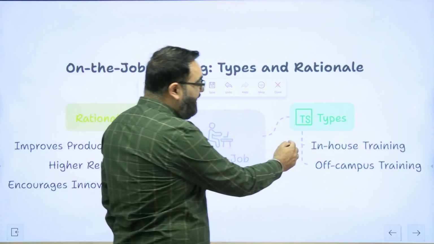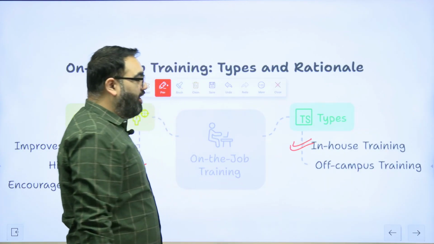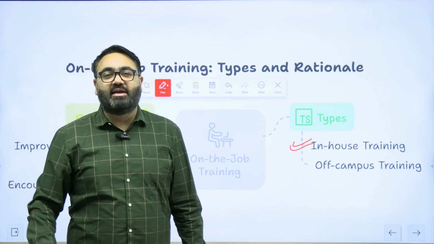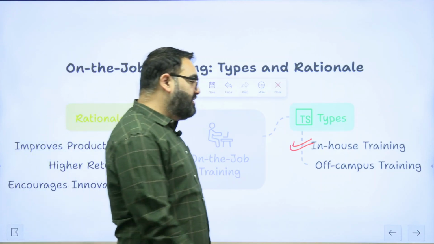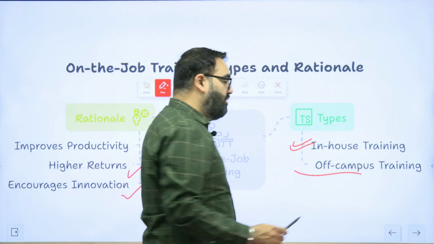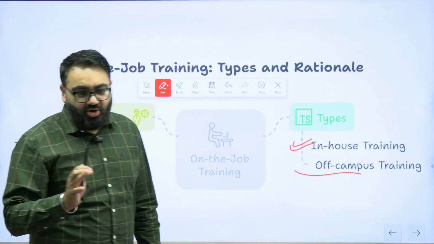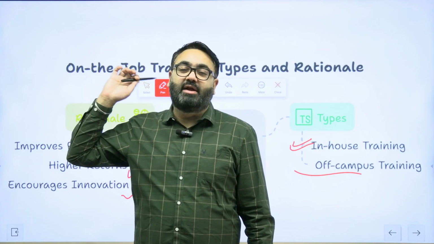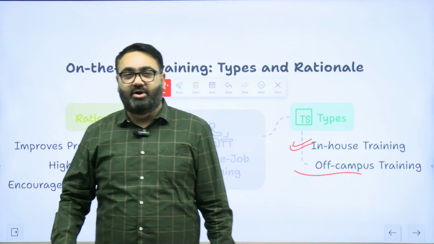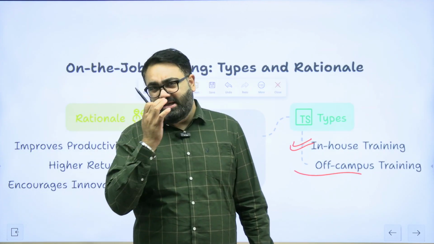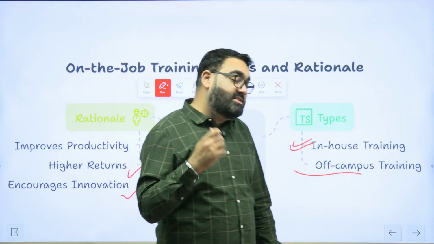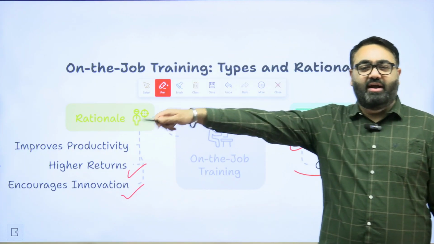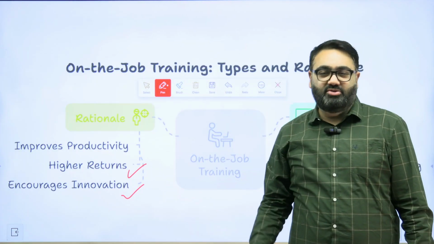There's in-house training, meaning you join the company, you go to the company office, and then they give you the training there. Or there's off-campus training where you are employed by the company, but they are not giving you training. The company might have a partnership with some other institute to give training to you. Let's say you join TCS. TCS will tie up with some other institute, and you will have to go to that institute to take training. TCS will pay them on your behalf. These are different types of training.